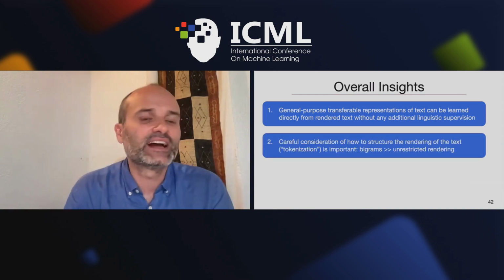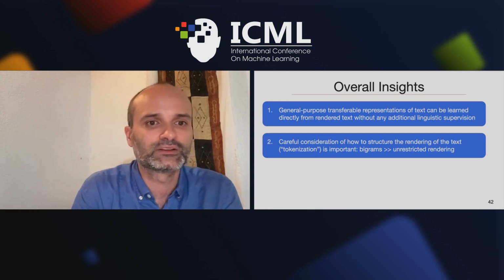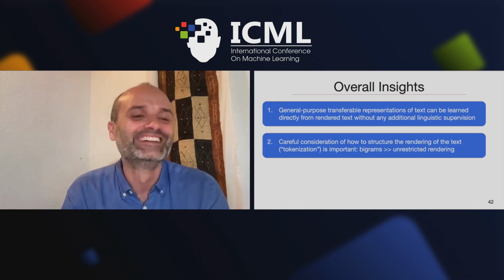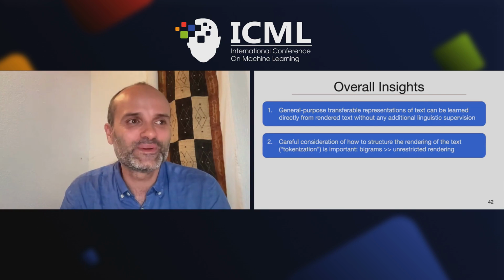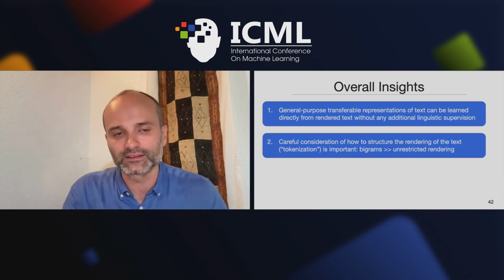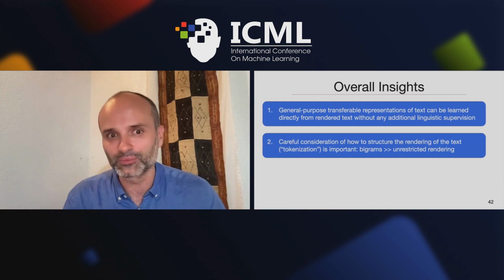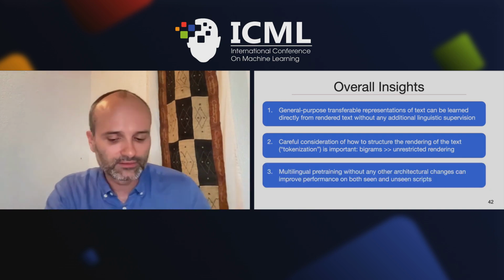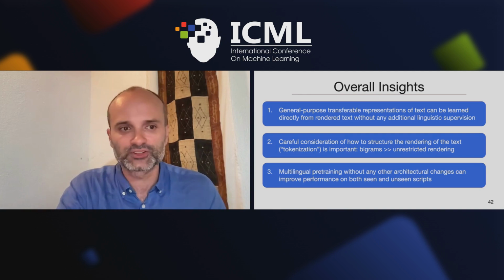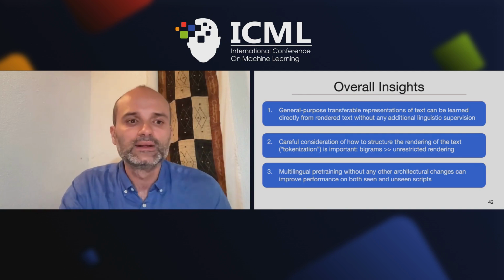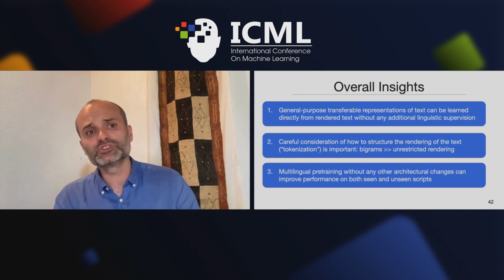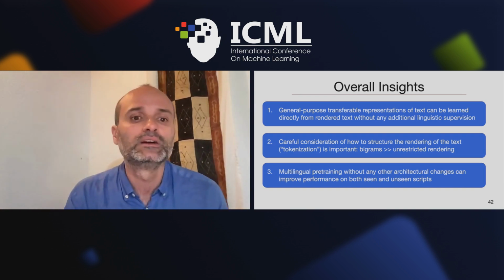The second is that careful consideration of how to structure the rendering of your text, in other words, kind of like tokenization, is really important. And what we found was that thinking about how to render the text for the bigram strategy produced much better downstream performance than an unstructured rendering approach. The final insight I want people to take away is that we found that multilingual pre-training without any other architectural changes, so a very carefully controlled experiment, can improve performance on both seen and unseen scripts. And so I think there's a huge amount of potential for pixel-based representations in the future.